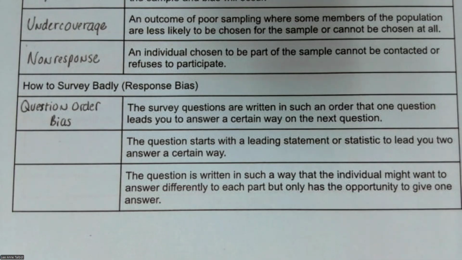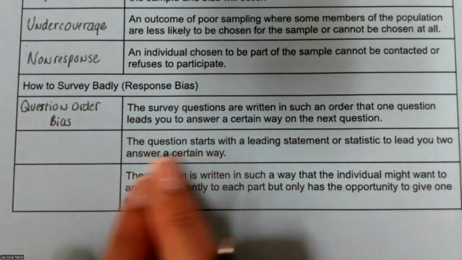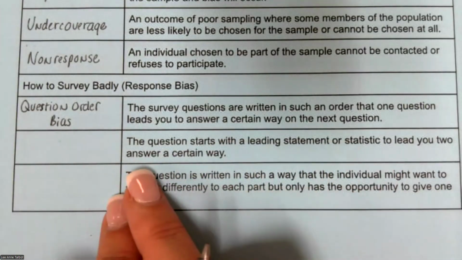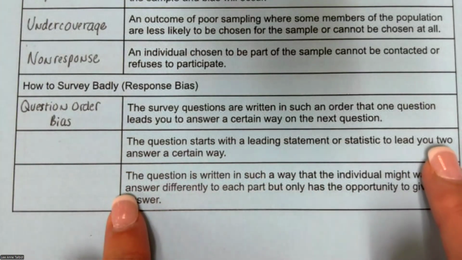So you see what I mean? Like question number 1 caused you to feel a certain way, and then question number 2 asked you a question that was already biased because you were feeling a certain way from question number 1. It like led you in a certain direction. I know. You have to be on the lookout for this stuff. It's bad. Okay, this one. Somebody knows this one. A question starts with a leading statement or statistic to lead you to, what is this crap?